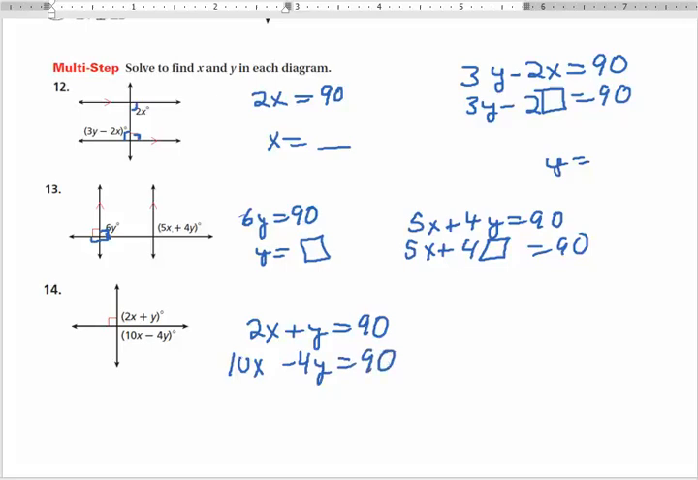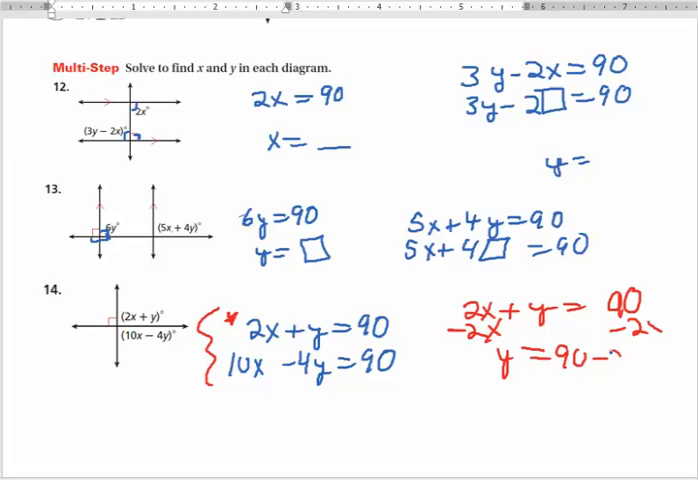So what we have is a system of equations with an x and a y in them, and we solve these in algebra. So you need to pick whether you want to do substitution or elimination to solve for one of the variables. We used elimination in the last worksheet, so let's practice with substitution for this one. I'm going to solve the top equation for y. So if I have 2x plus y equals 90, I can easily solve this for y by just subtracting the 2x from both sides. So y is equal to 90 minus 2x.